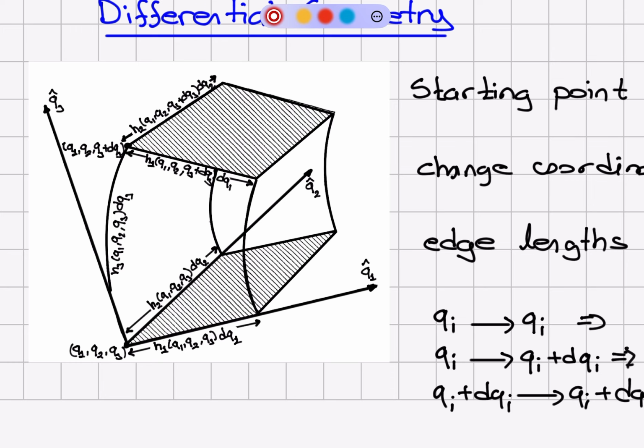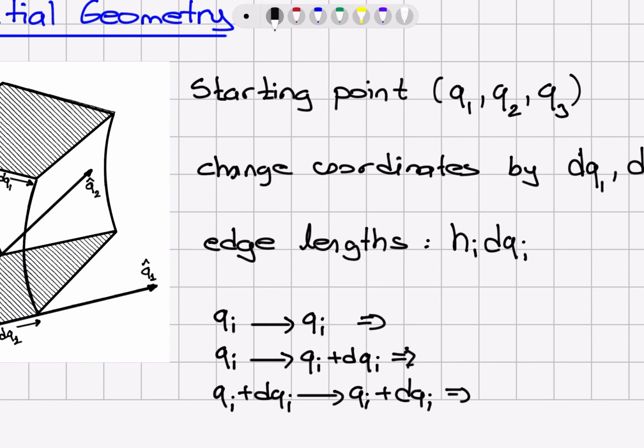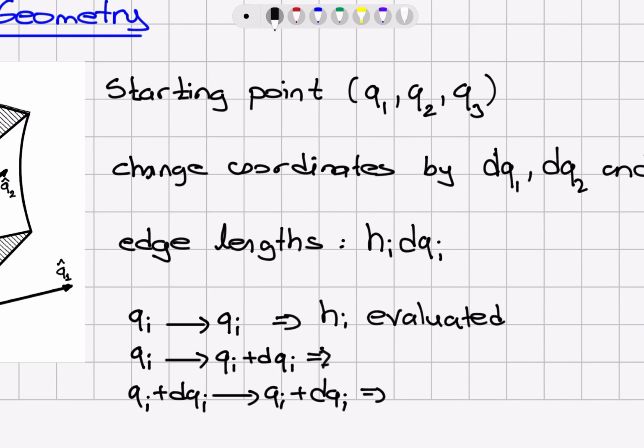The scale factors are all evaluated at the origin here, which is at q1, q2, q3. So for all displacements starting from this point, I have to evaluate the scale factors at the origin, so at the individual qi values. So hi's will be evaluated at qi. When I go from qi to qi plus dqi, hi's are evaluated at qi.